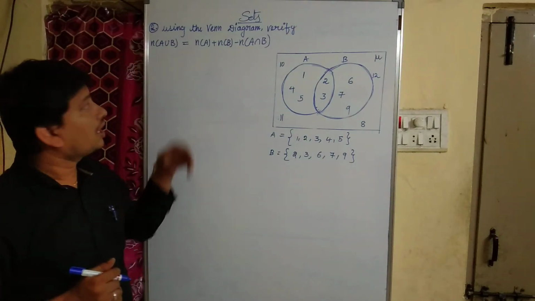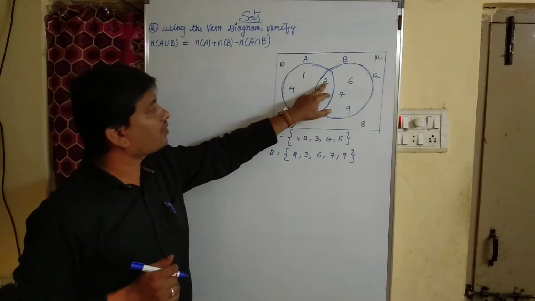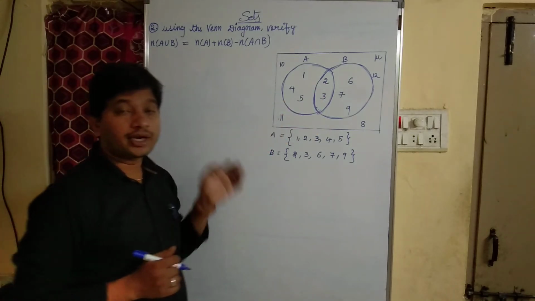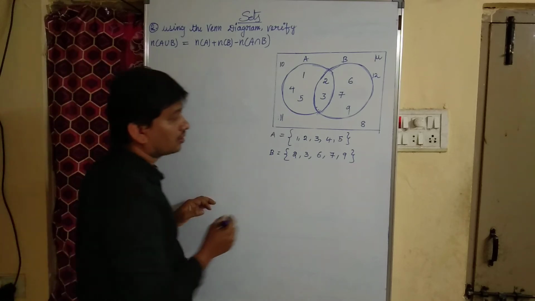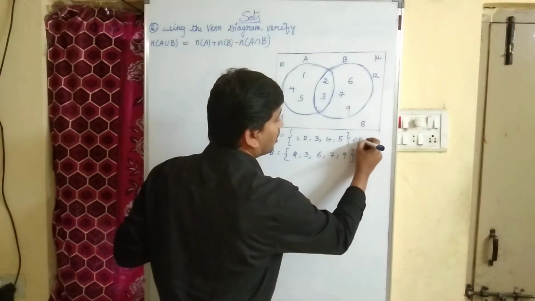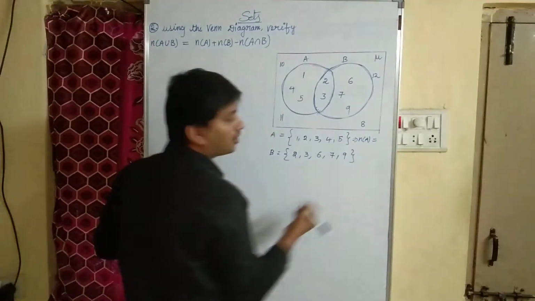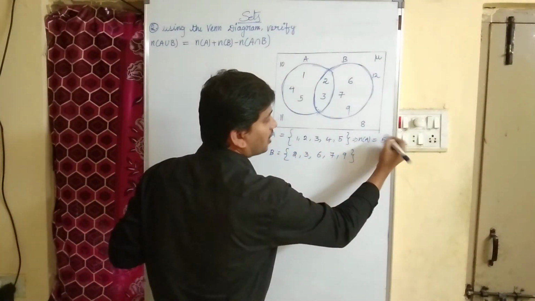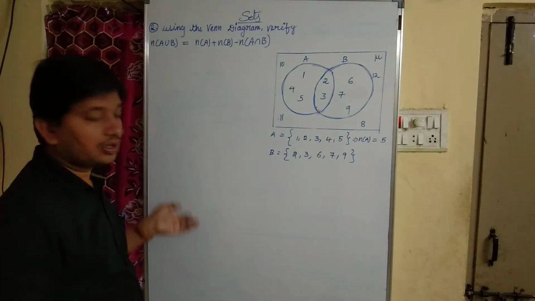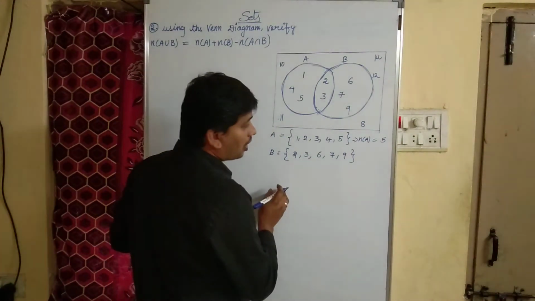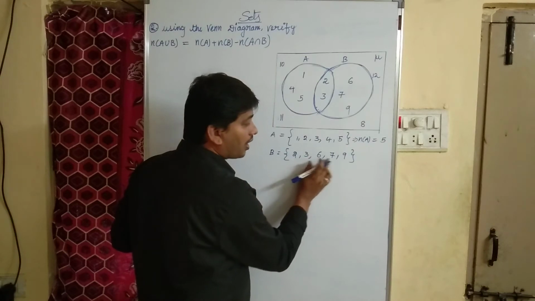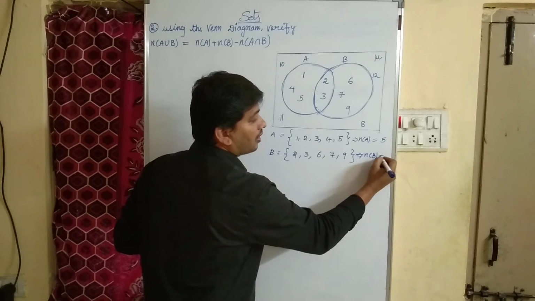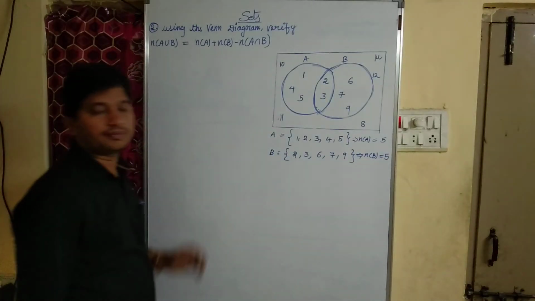Now coming to our question, elements in set A are 1, 2, 3, 4, 5. And what is n of A? I mean cardinal number of elements in set A. N of A is 1, 2, 3, 4, 5. As n of A value is 5. Now coming to n of B, how many elements are there in set B? In set B also 5 only. I mean n of B also 5.